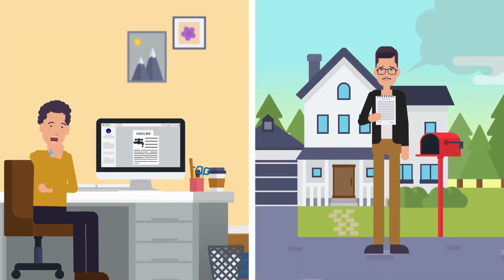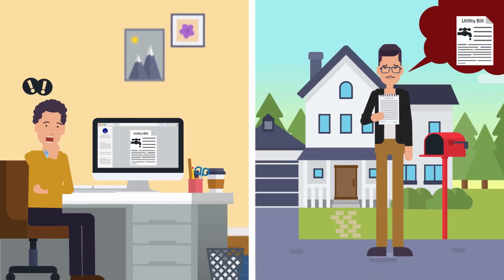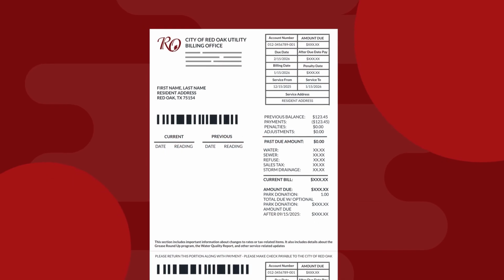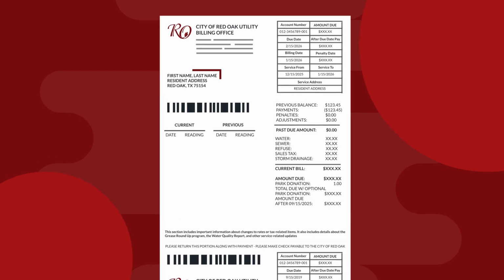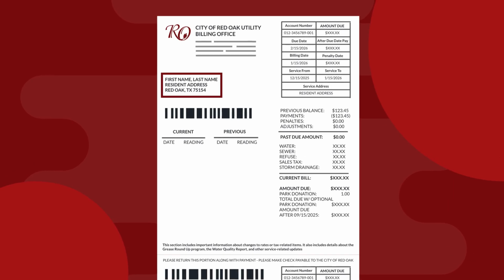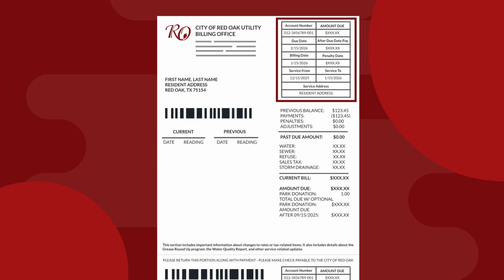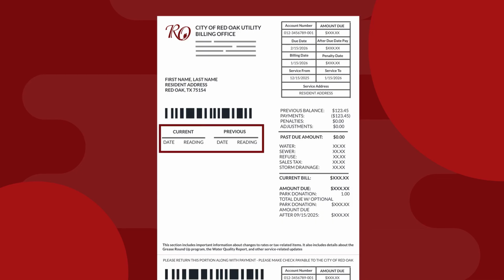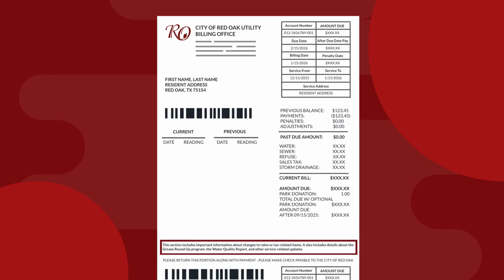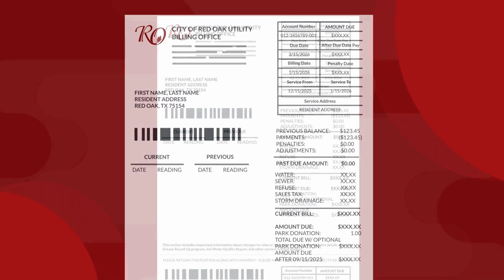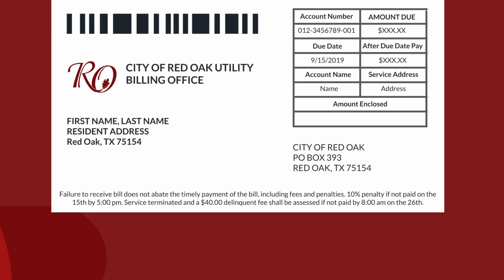You get this utility bill every month, but what does it all mean? Let's break it down together. Your Red Oak utility bill has a few main parts: your name and service address, top left; the account summary and list of monthly charges, top right and center; current and previous water meter readings, left center; important information and service updates, middle; and a payment summary you can tear off and return if paying by check, bottom.